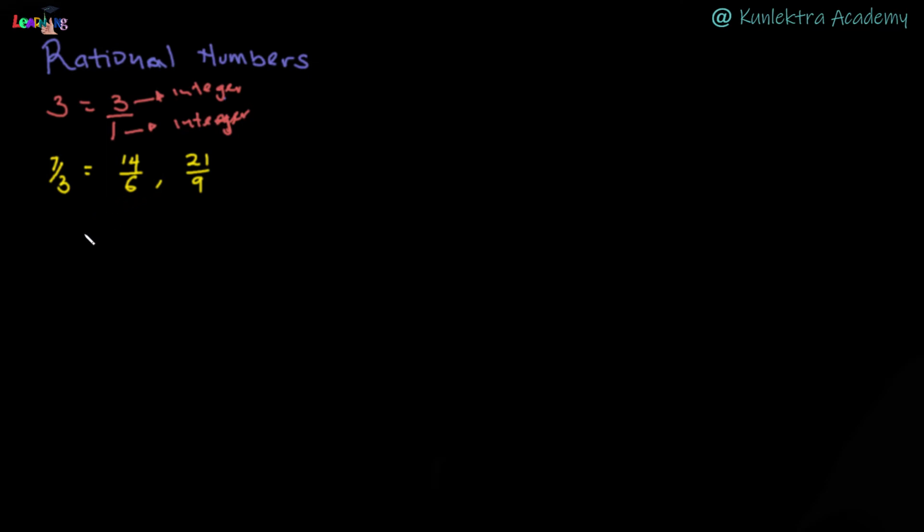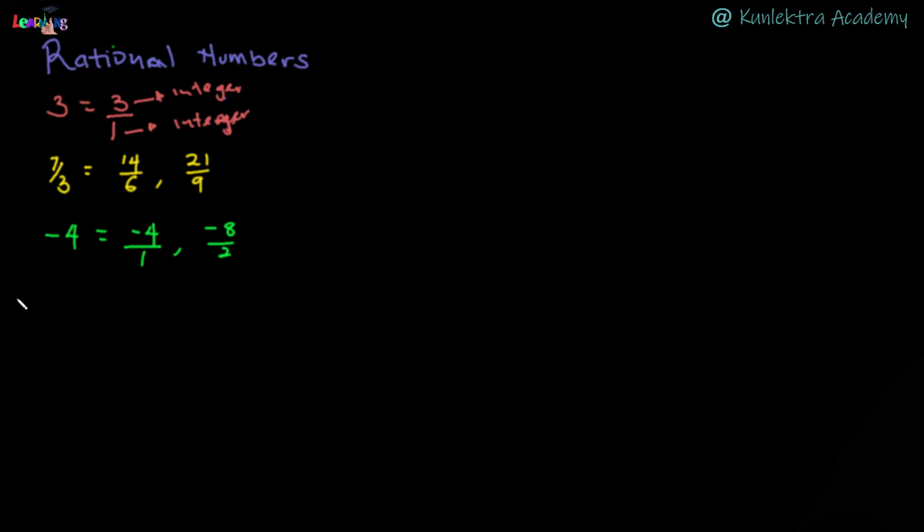Now let's ask ourselves this question: can negative numbers be called rational numbers? Yes, they can. For example, if you have -4, -4 is a rational number because you can express -4 as a ratio, -4 over 1. And sometimes an equivalent of this could be -8 over 2. -8 is an integer, 2 is an integer. This is also a rational number.